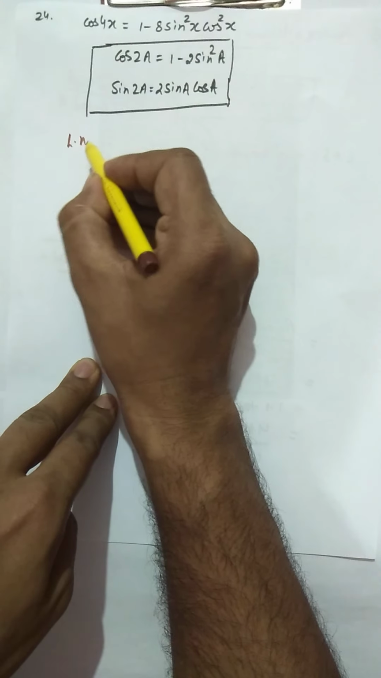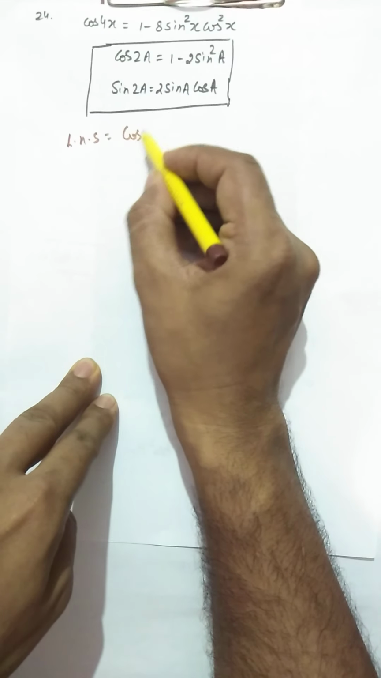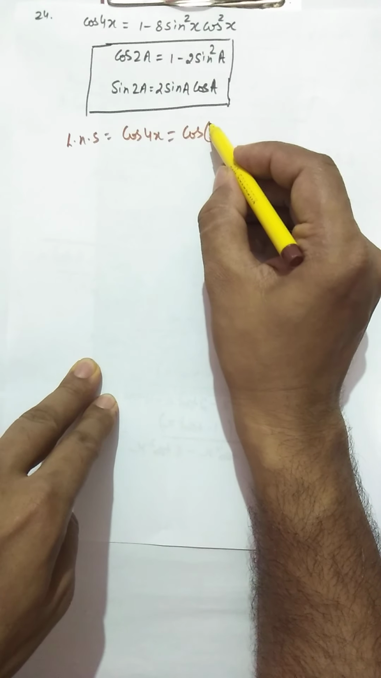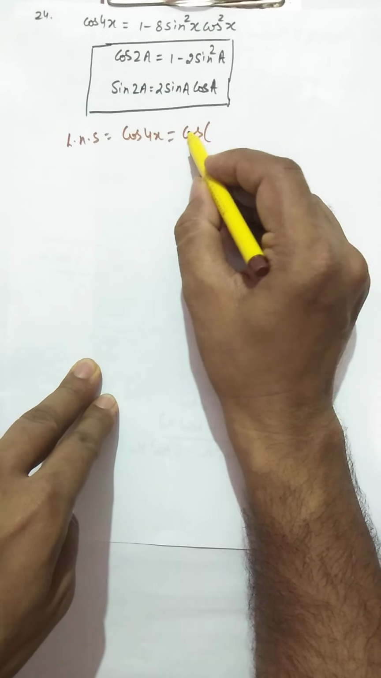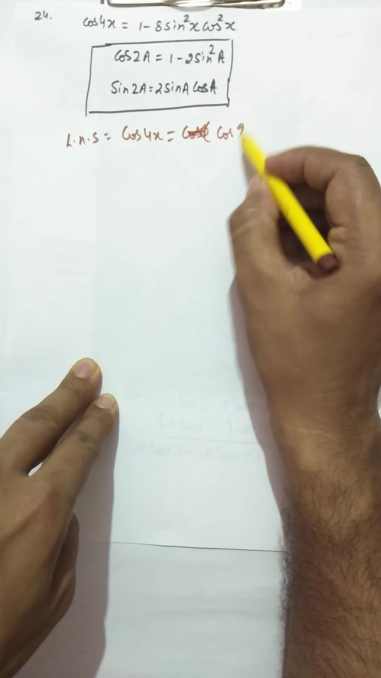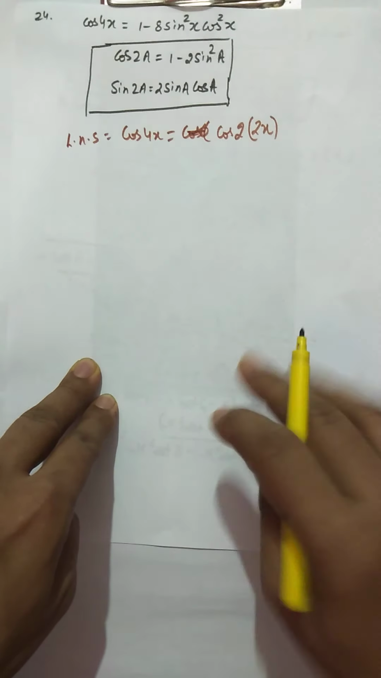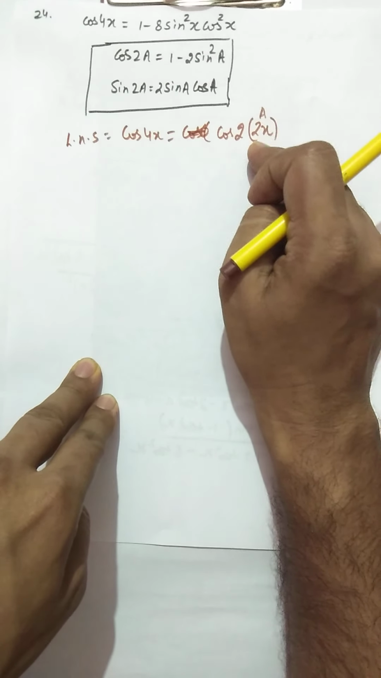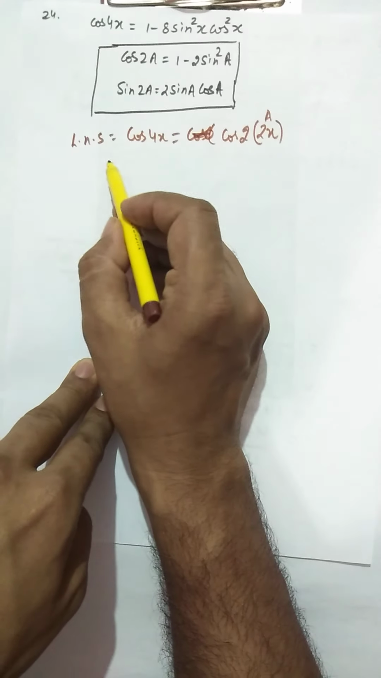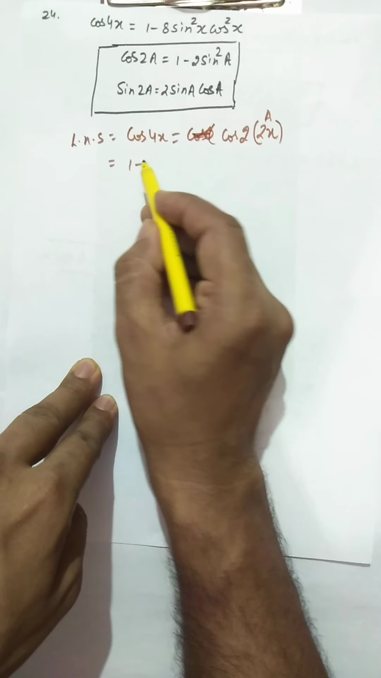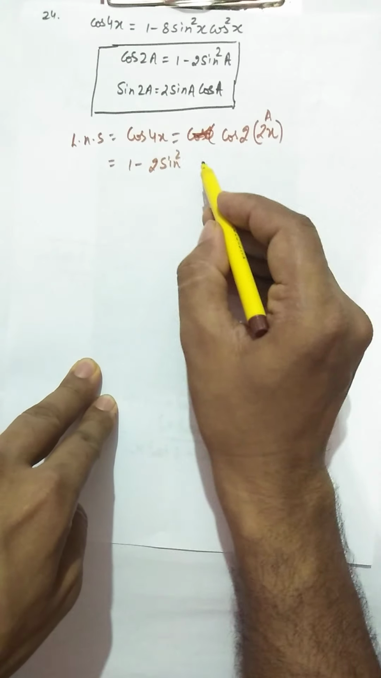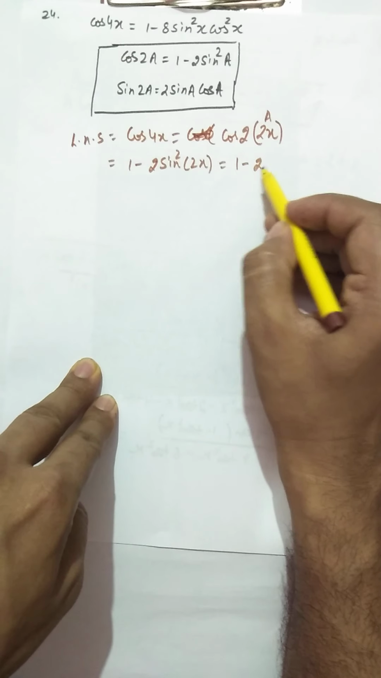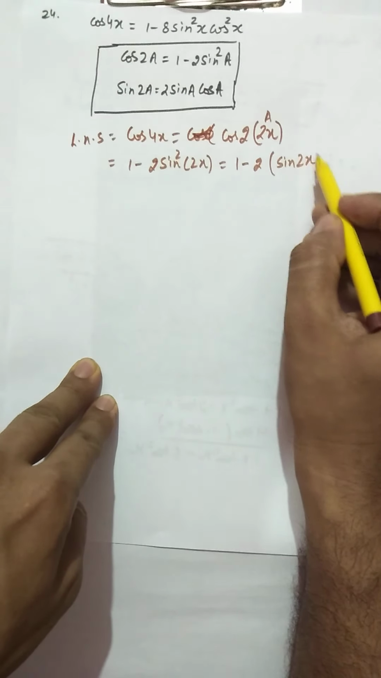So I am now using LHS, which is cos 4x. You can write that as cos 2 into 2x. Now you consider this 2x as a. So apply the cos 2a formula. So 1 minus 2 sin square a, where a is your 2x. Now this can be written as 1 minus 2 sin 2x whole square.